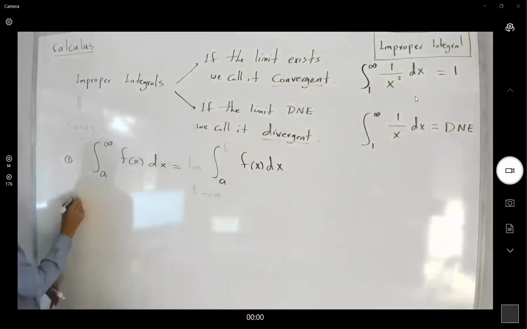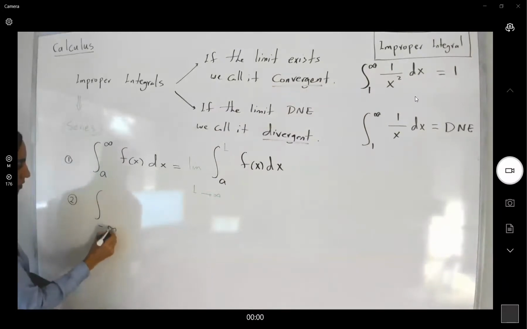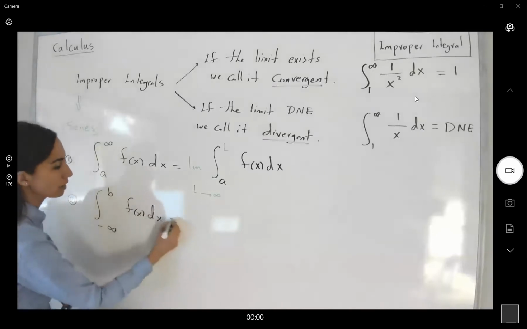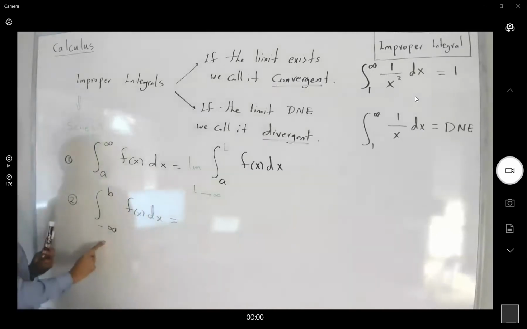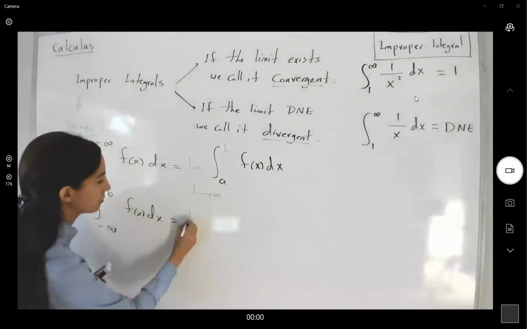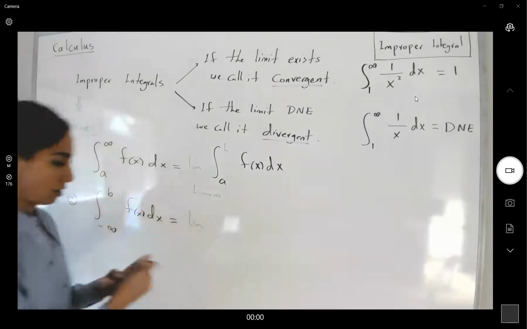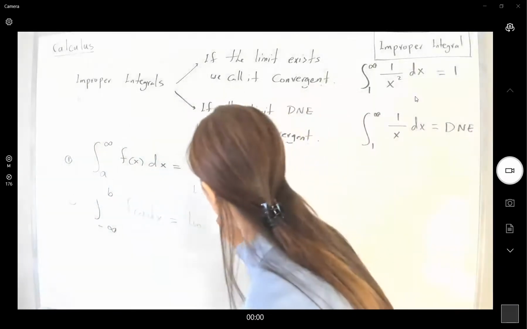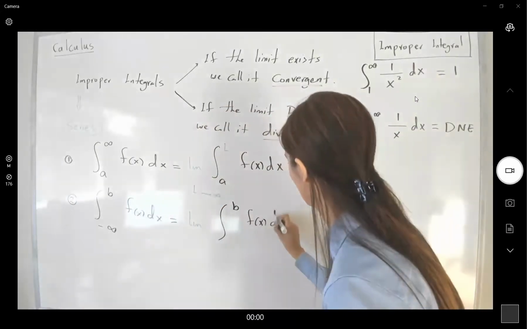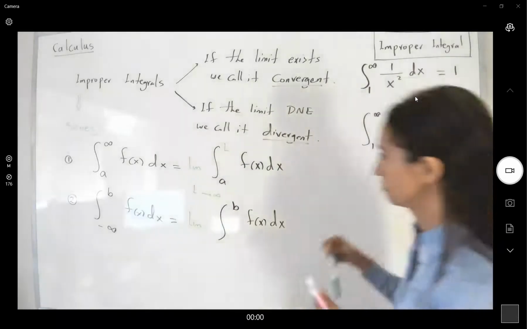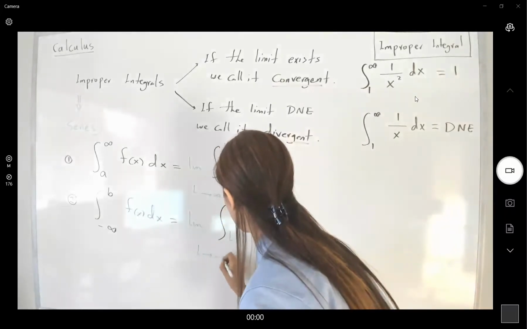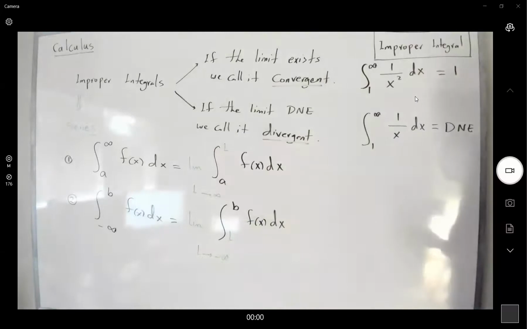If you have negative infinity to b of f of x dx, it is going to be the limit as L approaches negative infinity of the integral from L to b of f of x dx. L, T, any other variable that you like to use.